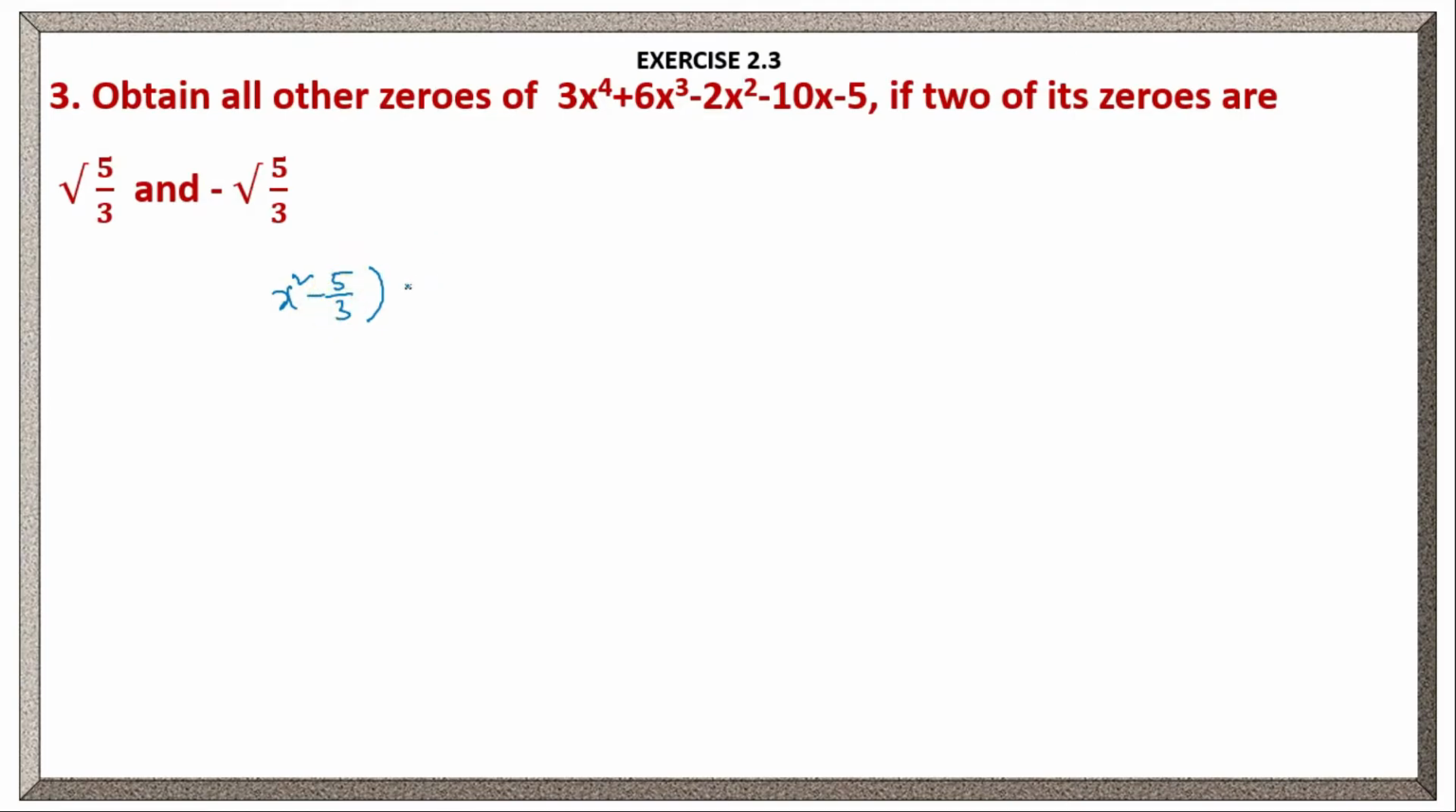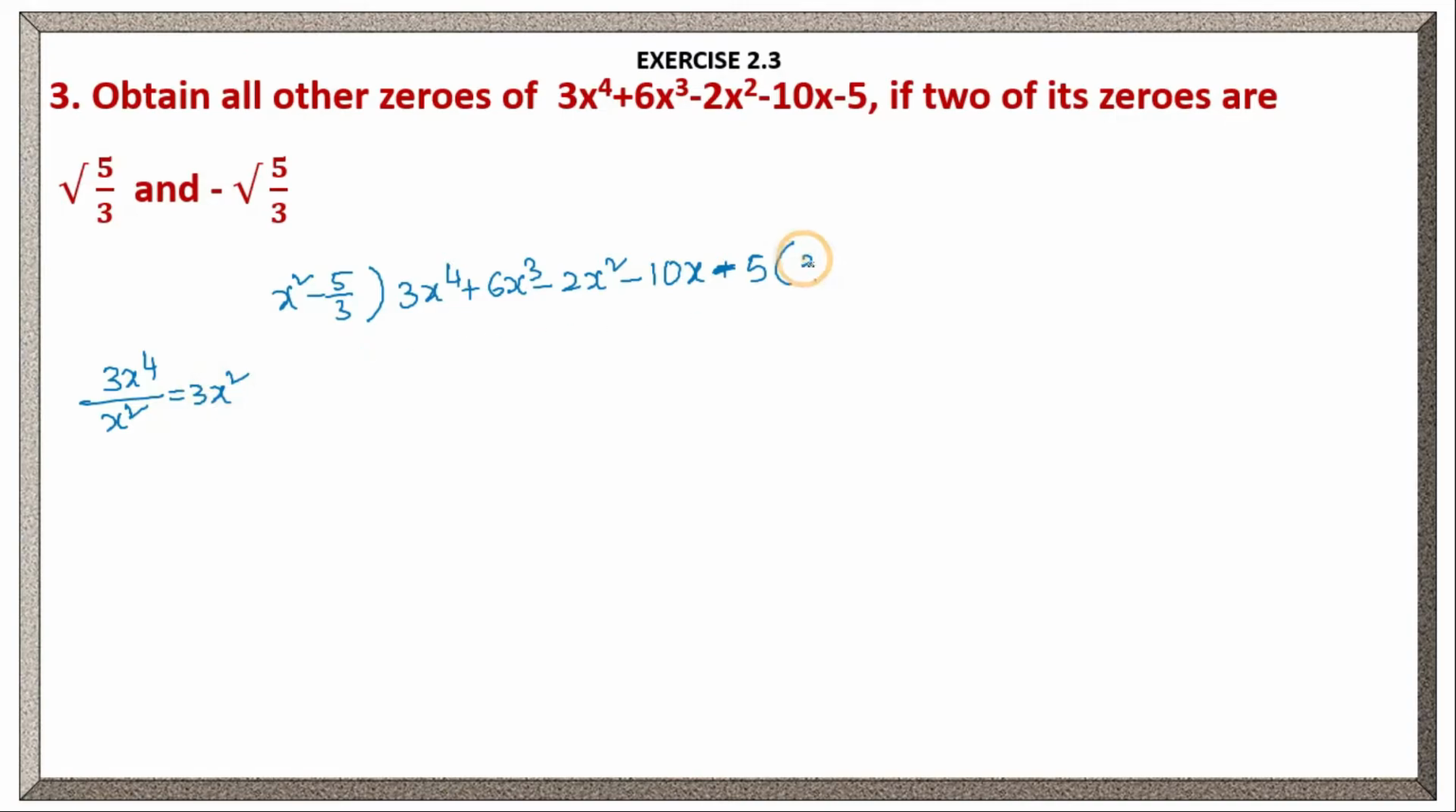So here we are dividing p of x with x square minus 5 by 3. Here what is p of x? 3x to the power of 4 plus 6x cube minus 2x square minus 10x minus 5. Clear? Now we have to divide to get the quotient so that we can find the other two zeros. So what is the first term here? 3x to the power of 4 by x square. What will it give? 3x square.